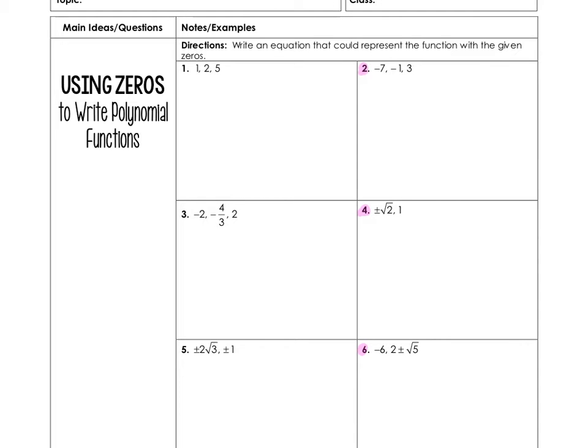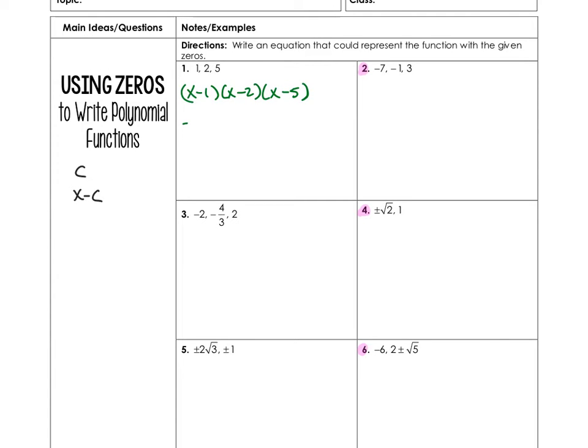So in this video, we're going to be working with writing a polynomial function given the zeros. If I have the zeros, I'm going to write the polynomial. As a review, remember that we saw in class that if c is a zero, then x minus c is a factor. So if 1, 2, and 5 are zeros, that means that x minus 1, x minus 2, and x minus 5 are factors.